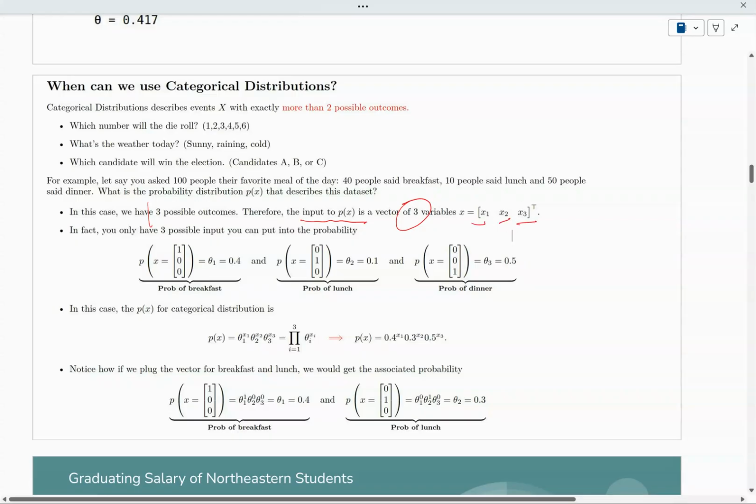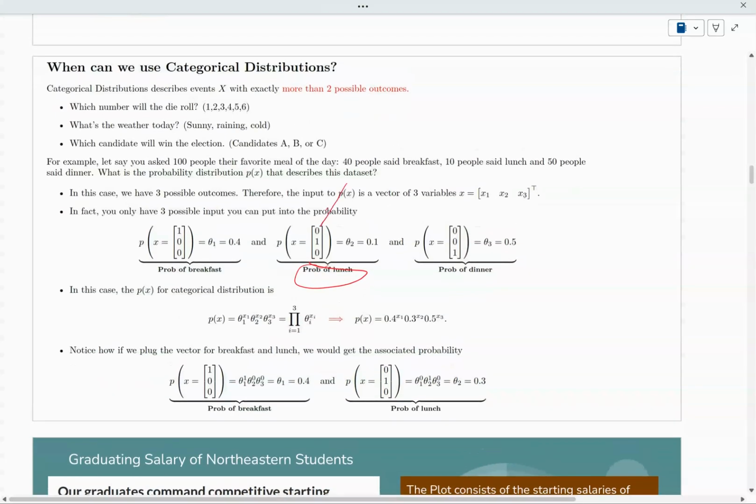And the way that works is that if it's breakfast, then it's going to be 1 0 0. The second option is if it's lunch, then you're going to plug in 0 1 0. So the first one is ticked or the second one is ticked, and for dinner the third one is ticked. These are the possible inputs you can put in because there are three situations. So you're basically saying that either X1 happens, X2 happens, or X3 happens.